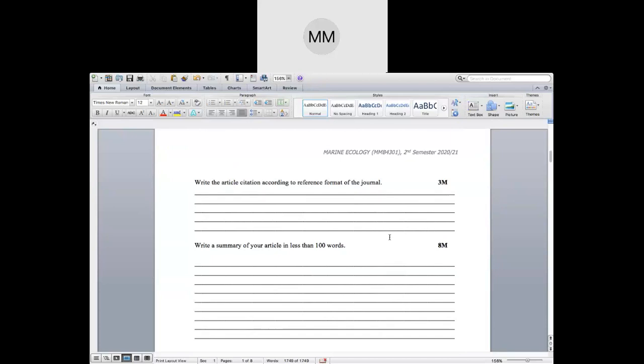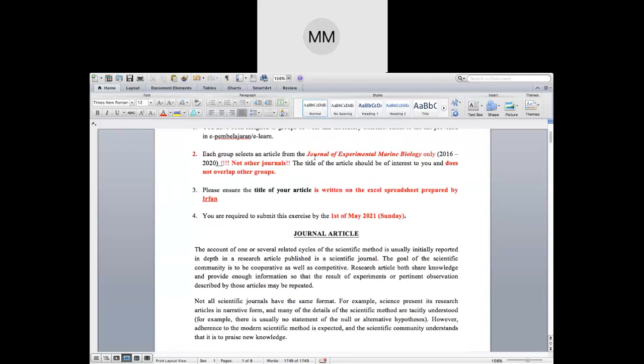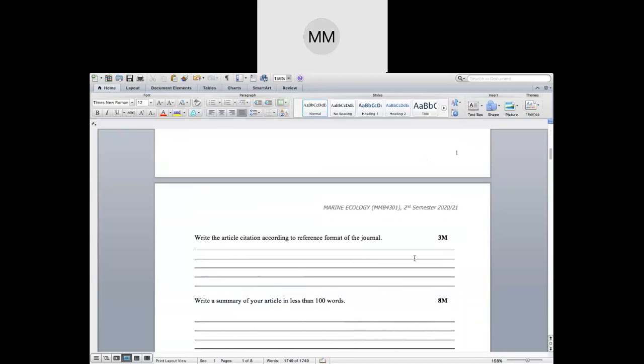Now, there are different styles of referencing format. There's APA style, etc. I do not want the APA style. I do not want the way that you write it in your final year project. I want you to write the reference based on the Journal of Experimental Marine Biology style, but for the article that you are reading about. Am I clear on this point?